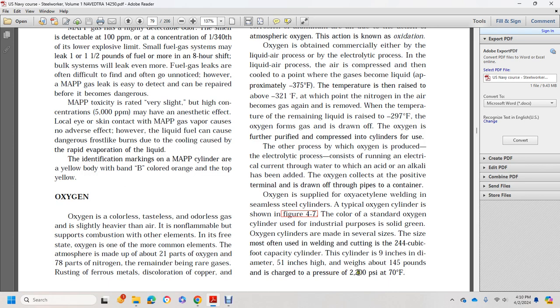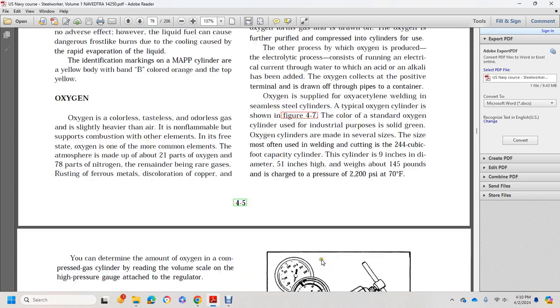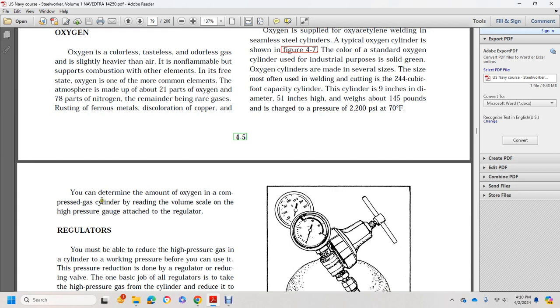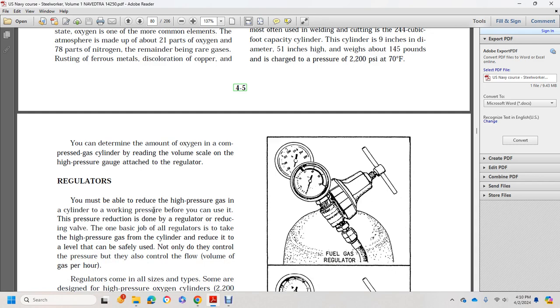Charged to 2200 psi at 70 degrees Fahrenheit. You can determine the amount of oxygen in a compressed gas cylinder by reading the volume scale on the high pressure gauge attached to the regulator. Regulators must be able to reduce the high pressure of the cylinder to the working pressure before you can use it. This pressure reduction is done with the regulator valve.